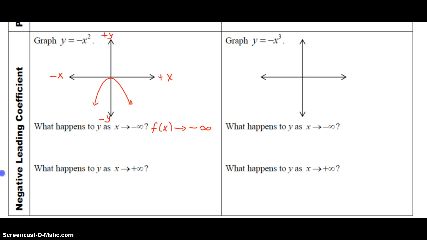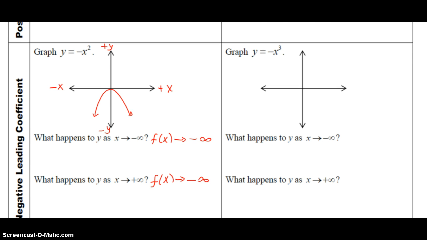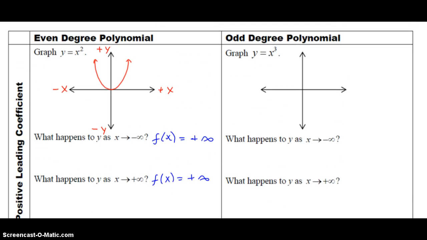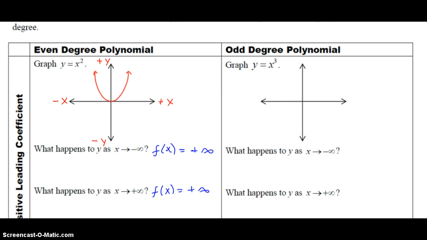When we start at the y-axis, or the center of the graph, the axis of symmetry, and we go towards the right, or towards positive infinity, what do we see y doing? Well, y, or f of x, is still going towards negative infinity. All right, that's again positive and negative leading coefficients with a polynomial of even degree.